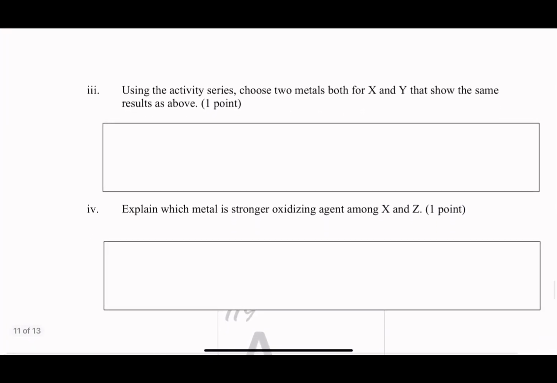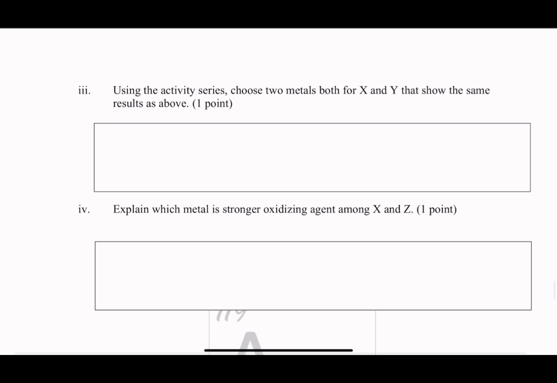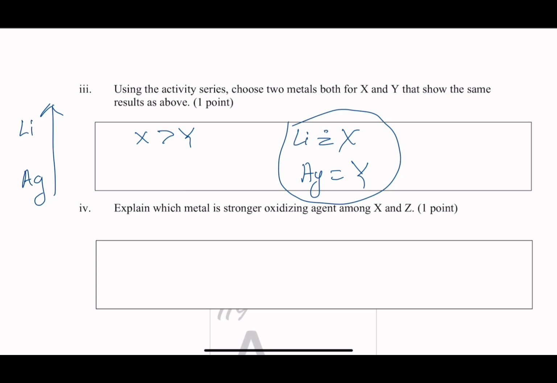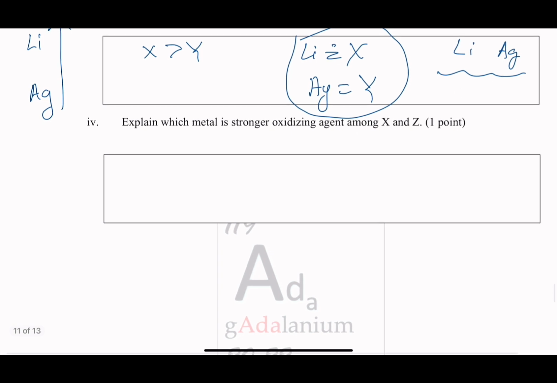And then, using the activity series, choose two metals for X and Y. We know that X has to be higher than Y. All you need to do is go to the activity series table given above and choose two elements. We can choose lithium and, for example, silver. So lithium is going to be X, and silver is going to be Y. You needed to show me which is X and which is Y. Some of you gave me just lithium and silver, and I don't know which one is X and Y, so I didn't give a full point on that. But in the midterm, please be careful with that.